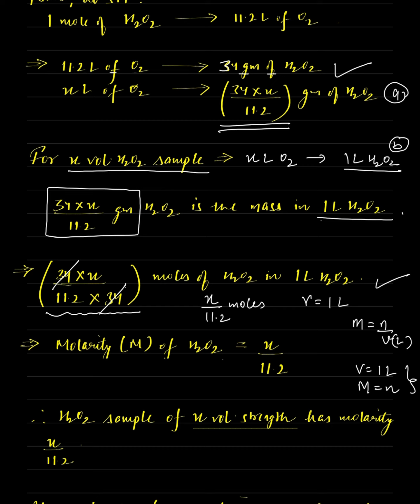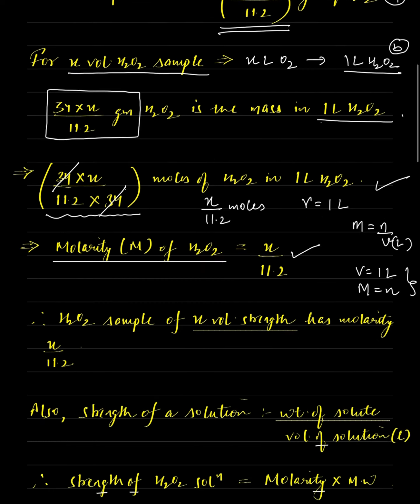The same situation is here for us. The volume of H2O2 is 1 liter, and in 1 liter H2O2 there are x upon 11.2 moles. That means the molarity of this H2O2 solution is x upon 11.2, right? So this is the final formula you need to remember: the molarity of H2O2 solution is x upon 11.2, where x is the volume strength of H2O2.